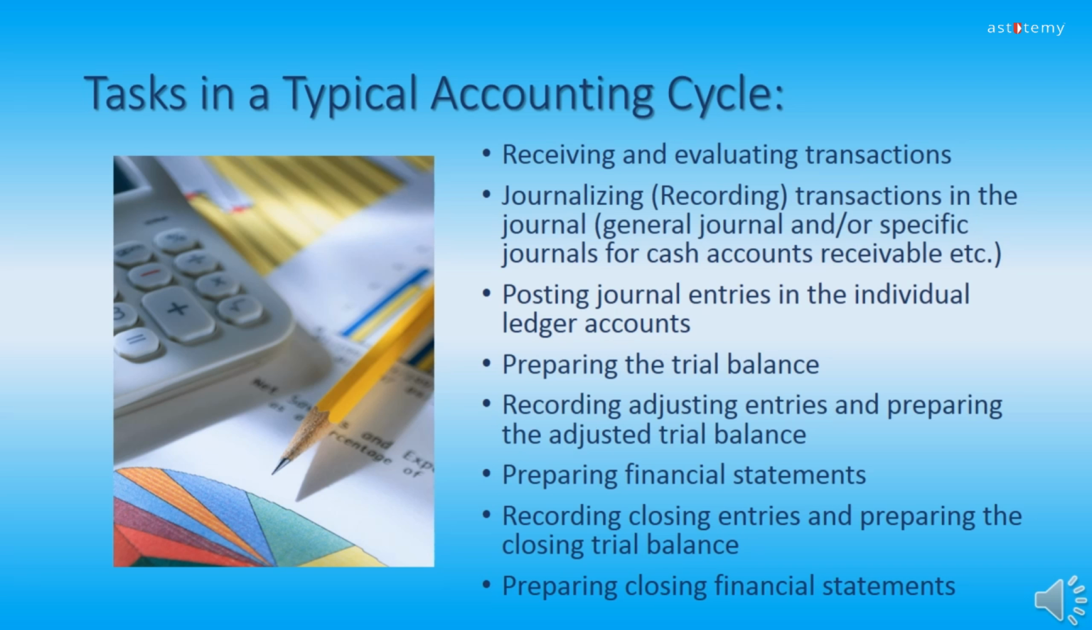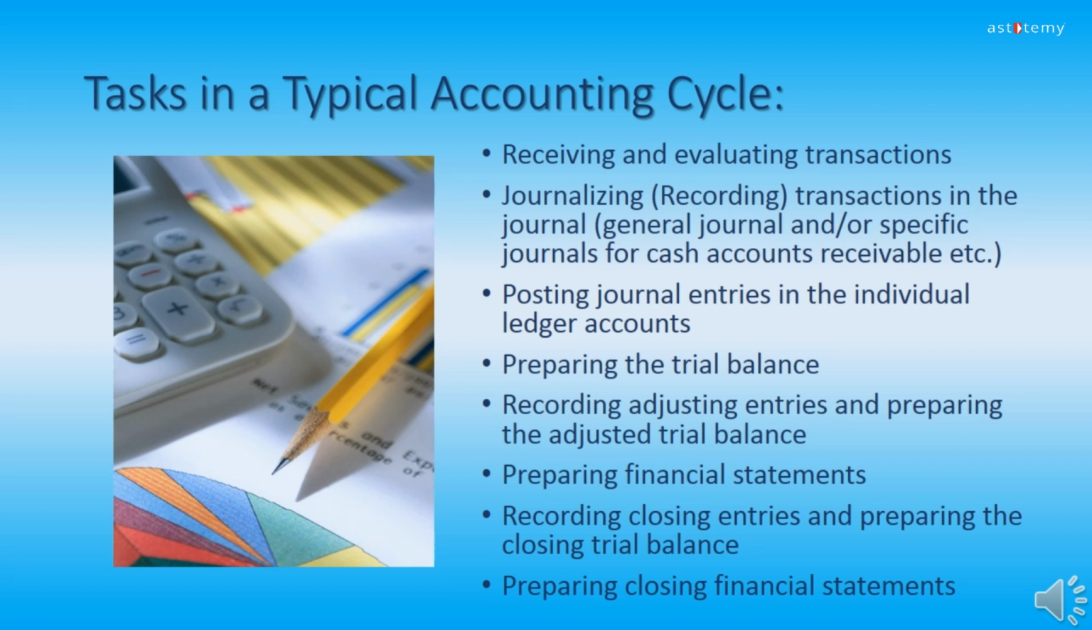Now we will list the tasks in a typical accounting cycle. First is receiving and evaluating transactions. Second is journalizing, or recording transactions in the journal, which includes the general journal and/or any specific journals for cash accounts, receivables, etc. The third is posting journal entries in the individual ledger accounts, which, as I said, resemble the T accounts.